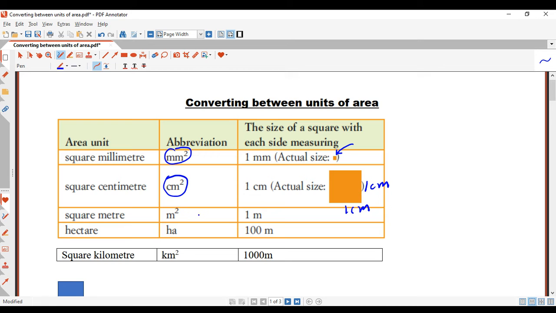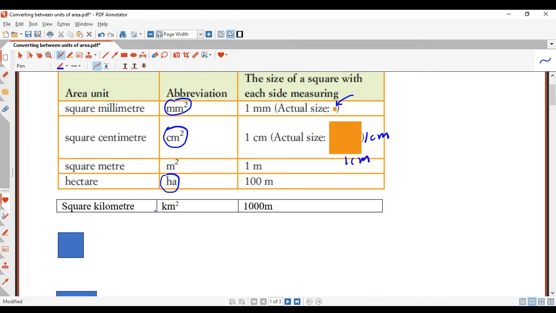Then we've got the square metre. The square metre has sides 1 metre by 1 metre. We're not going to draw it here, but just imagine the metre ruler in the classroom and imagine drawing a square which has got sides 1 metre by 1 metre. Then we've got something called a hectare. The symbol is HA. The hectare is a square with side lengths 100 metres by 100 metres. Then we've got the square kilometre, which is written as kilometres with a little power of 2 there, and that's got a side length of 1,000 metres. So we're going to look at converting between all these different units of area.